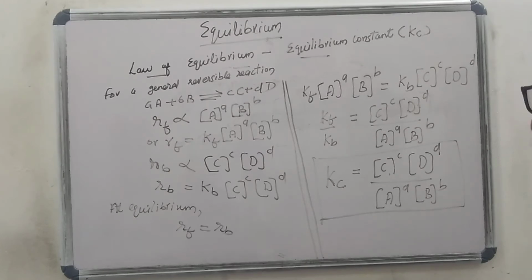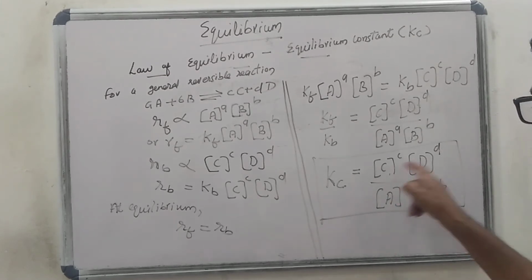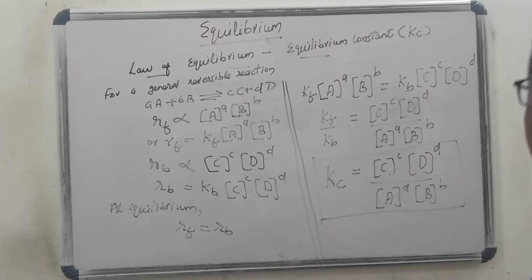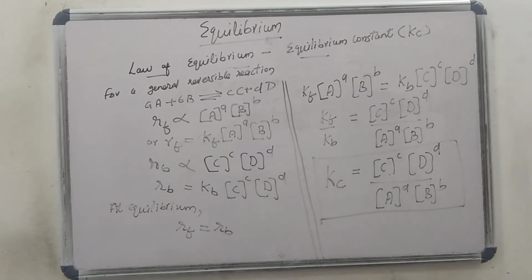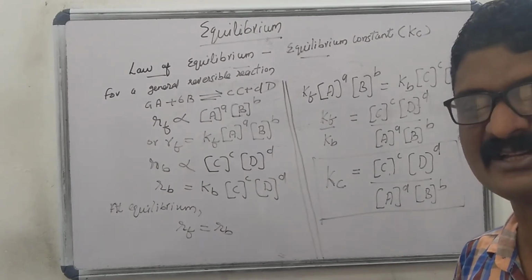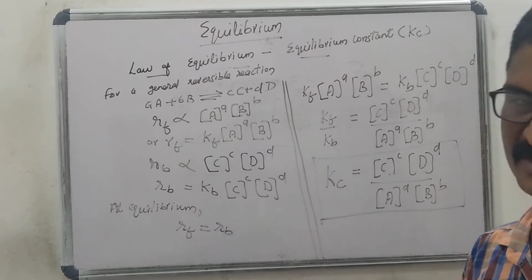Then please listen. In the case of gaseous reaction, gaseous equilibrium, we can replace the molar concentrations by partial pressure. For gaseous reaction case, this molar concentration we can write as partial pressure of gas, the individual pressure of gas. The pressure of gas is always directly proportional to molar concentration.